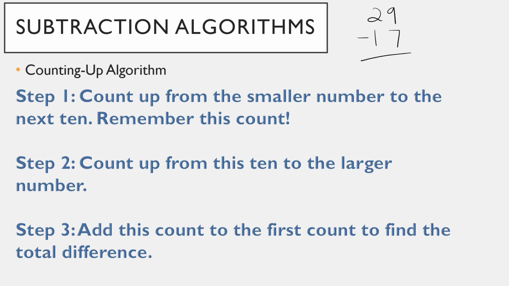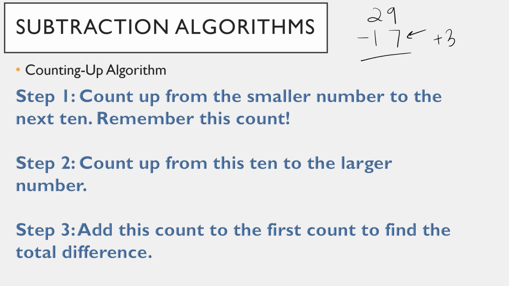All right, so you're going to count up from the smaller number to the next 10. Our smaller number is 17. Counting up to the next 10, we would go up 1, 2, 3 to go to 20. So we would go up 3 to get to the next 10.